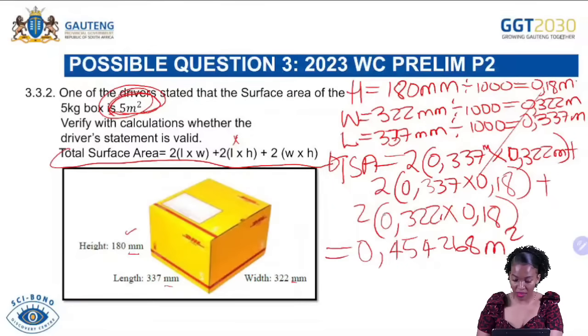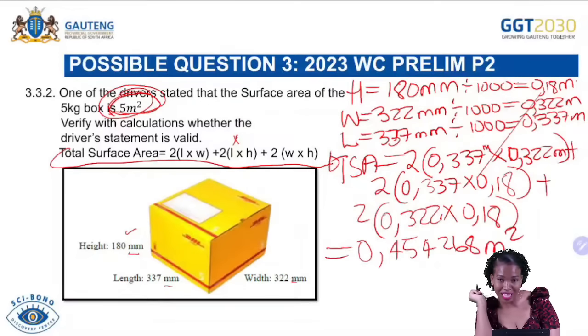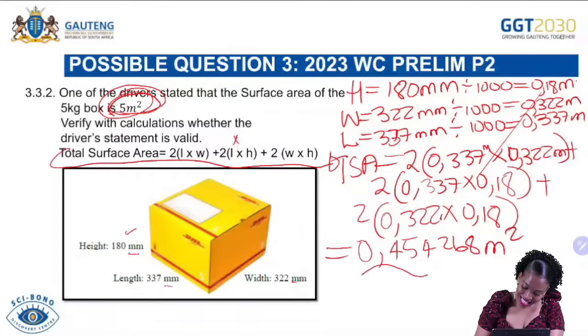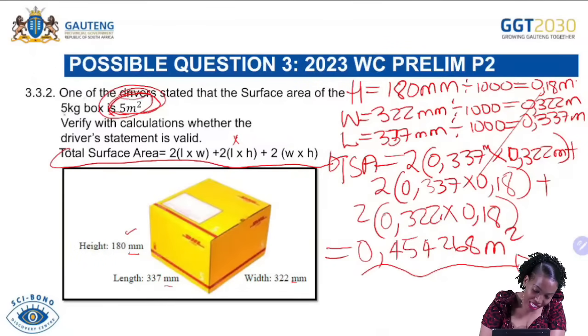So this is the answer that I'm getting. If there's a mistake, guys, you are sitting for the exam on Monday. You should be able to spot the mistake. So this is the area that I'm getting. What was the question? One of the drivers stated that the surface area of the 5 kg box is 5 square meters. So what did we get? We got 0.454 square meters. So verify with calculation whether the driver statement is valid or not.